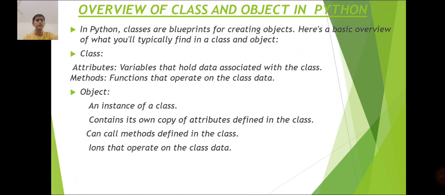Overview of the class and object in Python. In Python, classes are blueprints for creating objects. Here is a basic overview of what you will typically find in the class and object. Class. A class includes attributes and methods. Attributes are variables that hold data associated with the class. Methods are functions that operate on the class data. Object, which is an instance of the class, contains its own copy of attributes which are defined in the class, and can call methods defined in the class that operate on the class data.